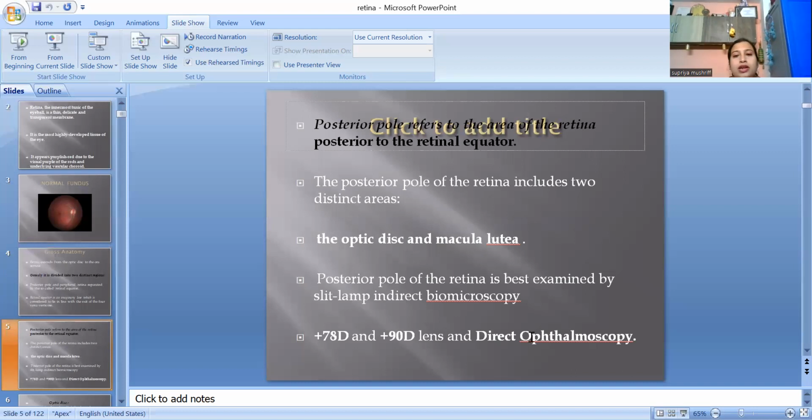The posterior pole of the retina is best examined by slit lamp microscopy using 78D and 90D lenses, and also by direct ophthalmoscopy. This can come in your pre-PG exam and MCQs: what is the best way to examine the posterior pole, optic disc or macula? The best way is 78D and 90D on the slit lamp microscope, and also by direct ophthalmoscopy. Whereas the peripheral fundus is best examined by indirect ophthalmoscopy using a 20D condensing lens. I will tell you this in my upcoming slides.